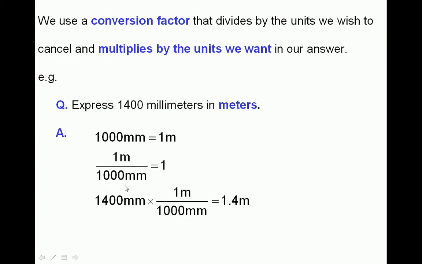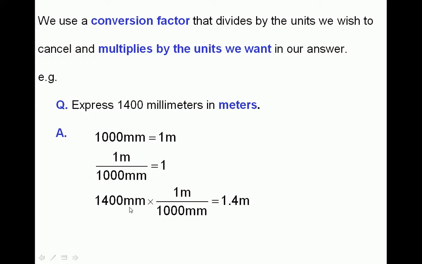So let's do an example. We use a conversion factor that divides by the units we wish to cancel and multiplies by the units that we want. So if I wanted to convert 1400 millimeters into meters, I would need to multiply by the conversion factor that had meters in the numerator and millimeters in the denominator. So here we are, 1,000 millimeters equals 1 meter is our equality. Rearrange that to get the conversion factor with meters in the numerator and millimeters in the denominator, and then multiply by our measurement that we want to change the units on.